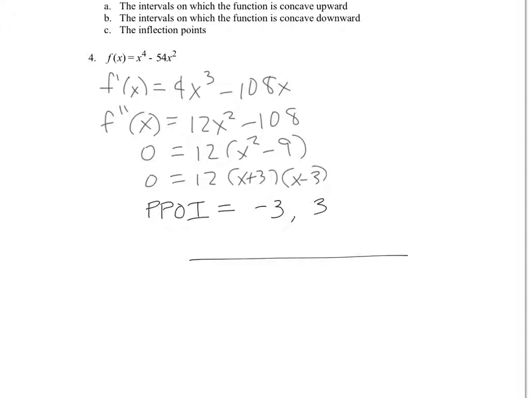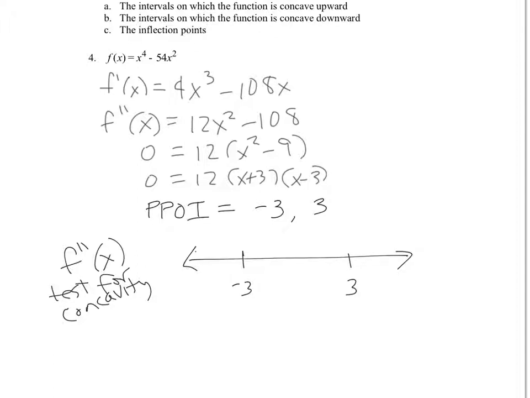So now on our sign analysis, which is our test for concavity, we're going to put which values on it? That's right. I'm going to have -3 and I'm going to have +3. And now I need to pick test points. What's one test point you might want to use? How about -4 to the left of -3, 0 in the middle, +4 to the right? Sounds good to me. And we want to plug these test values into which equation?